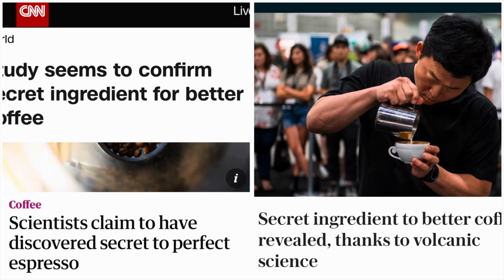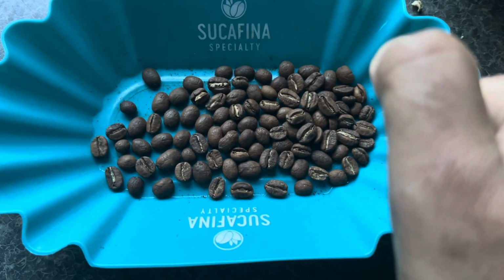So RDT, or the Ross droplet technique, has been all over the news recently. It's not something new, it's been around for a pretty long time. And home baristas like you and I know that if we spritz the bean with a bit of water, it makes the grinds a little bit fluffier.